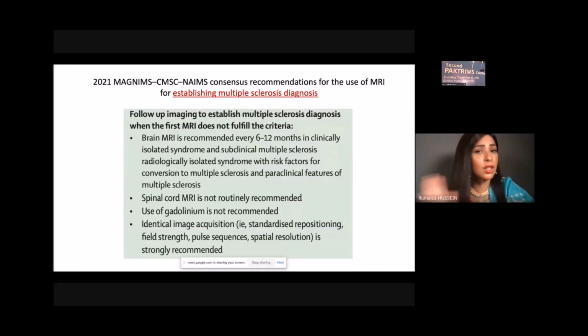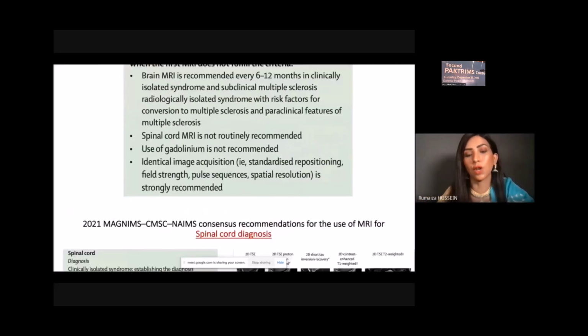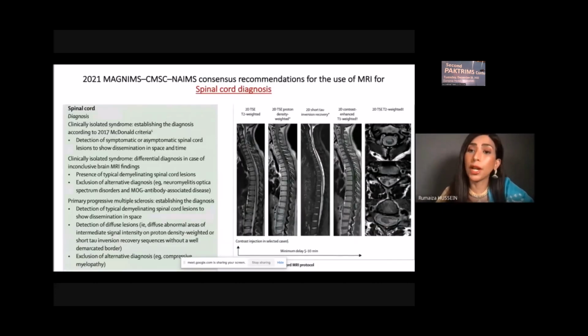Spinal cord MRI is not routinely recommended. The use of gadolinium in the follow-up is not recommended. Identical image acquisition, standardized repositioning, field strength, pulse sequences, and spatial resolution are strongly recommended. Now, how about the spinal cord? The use of MRI of the spinal cord in the diagnosis of CIS.